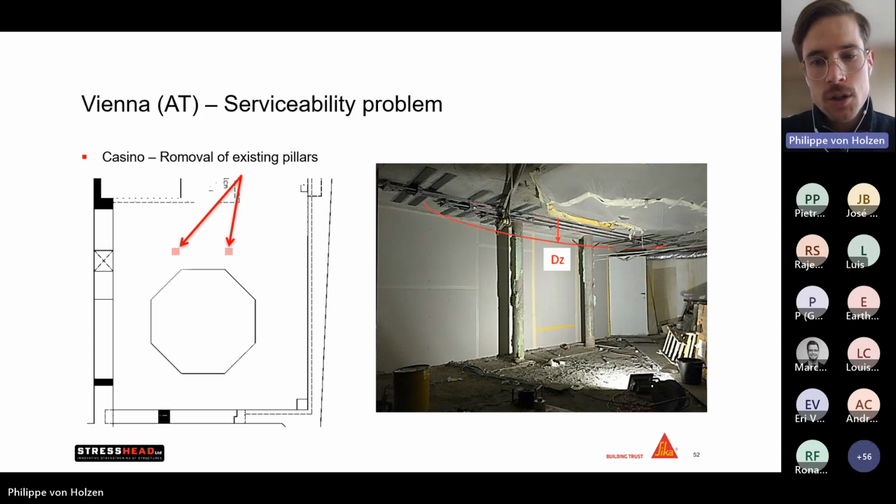Now, the engineer who calculated this remodelation of this room figured out that it was not a structural problem, but simply the deflection of the ceiling itself would have been too big without any additional support. For this reason, we installed 3 systems, we actively post-tensioned them, and finally were able to take away those columns without too big of a deflection of the ceiling itself.